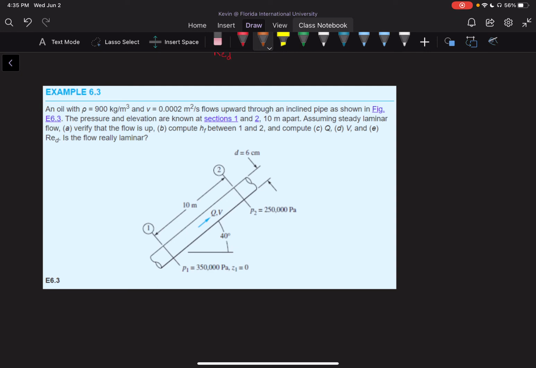The pressure and elevation are known at sections 1 and 2, 10 meters apart, assuming steady laminar flow. Verify that the flow is up, and then compute HF between 1 and 2, and finally compute Q, V, and Reynolds D. So this first V here shouldn't be shown as a V, okay? It should actually be our V for our kinematic viscosity.